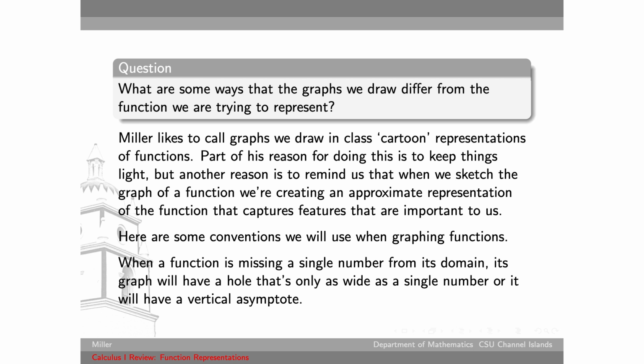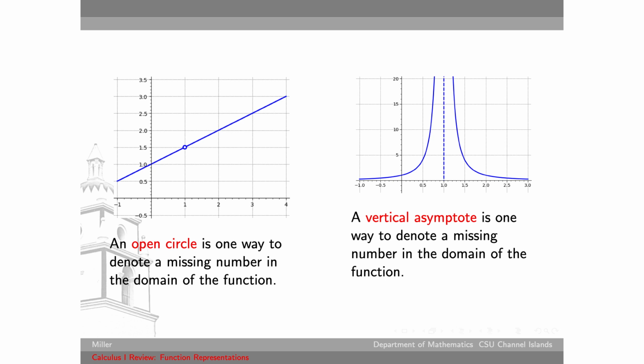When a function is missing a single number from its domain, its graph will have a hole that's only as wide as a single number, or it'll have a vertical asymptote. Here's how we draw them. On the left is the case where a graph is missing a single number, and an open circle represents that hole. On the right, the graph is missing a single number, but at that number is a vertical asymptote.